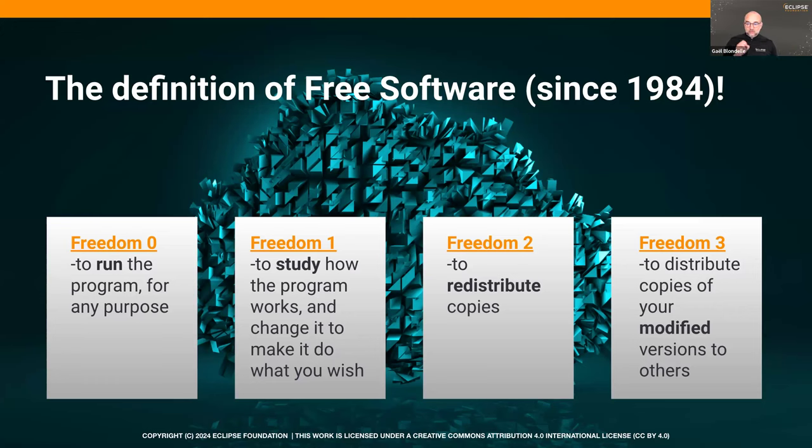One thing that is very important to understand is that open source, free software, is not about the fact that software should be free, like gratis, like you don't have to pay for it. It's about the freedoms of users regarding the software. So you have four important freedoms. The first one is to run the program for any purpose, and the any purpose is super important.